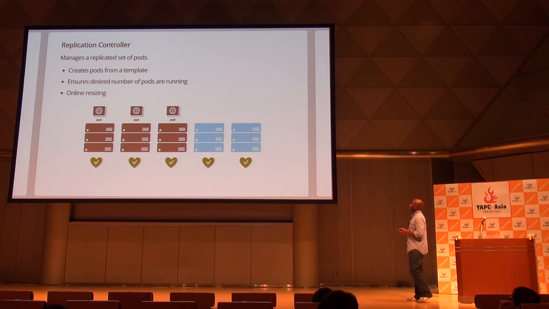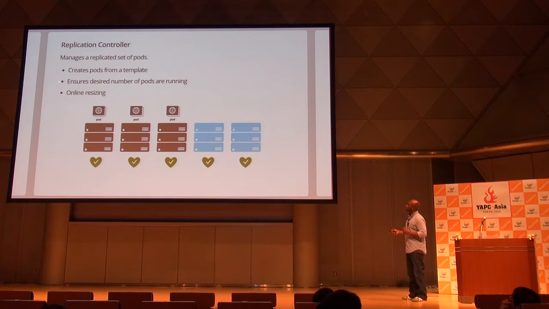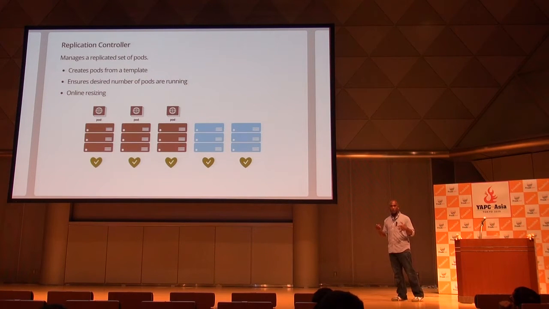Then we have this idea of a replication controller. Now, a replication controller's job is to manage a set of pods. So if we want to ensure that our pod is always running, we use a replication controller to monitor its status. And it monitors those statuses by looking at a set of labels. We can do things like online resizing. So we can go from one pod to three pods by using a replication controller.